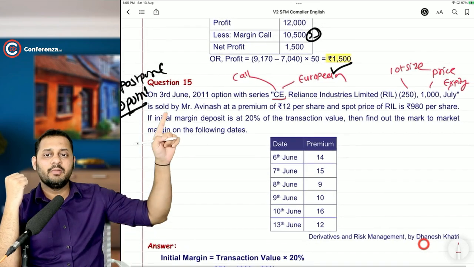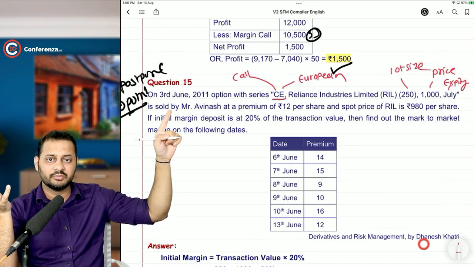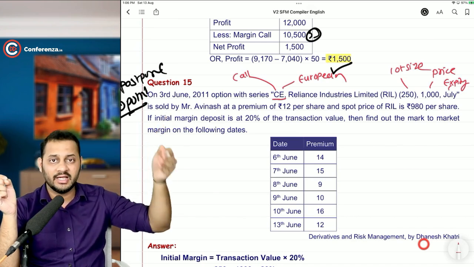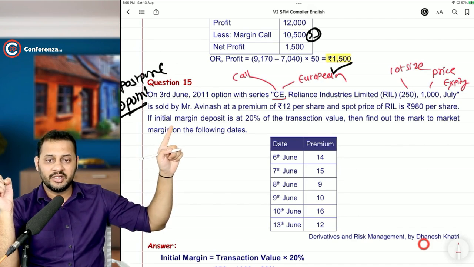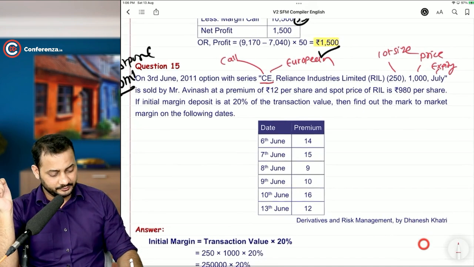It is sold by Mr. Avinash at a premium of rupees 12. So he might have received this much of the premium. And the spot price of RIL is 980 per share. He sold the call option to someone else. If the initial margin deposit is at 20% of the transaction value, then find out the mark to market margin for the following dates. Understand?